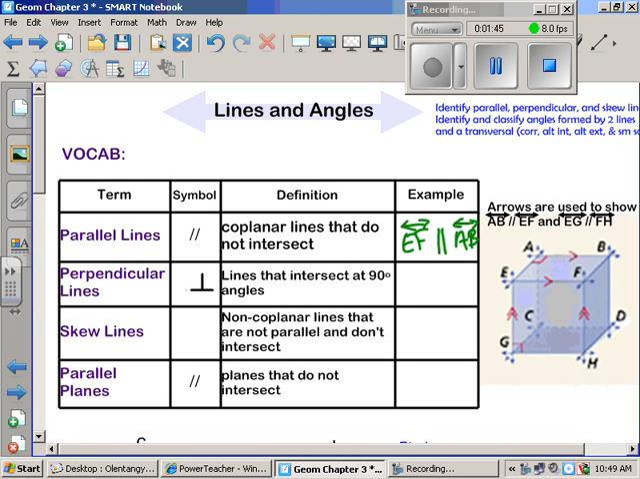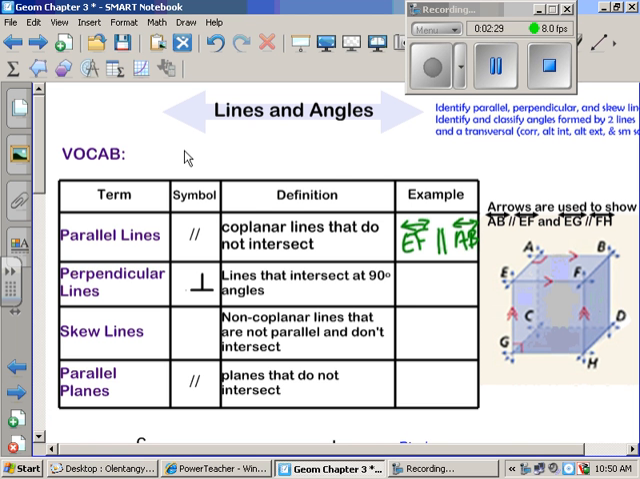Okay? Perpendicular lines are lines, and remember, anytime two lines cross, it's automatically on the same plane, so we don't even need to say that. But lines that intersect at 90-degree angles, okay? Those are perpendicular. I'm pretty sure you know that too. So give me a set of perpendicular lines there. HD and F... Nope, those are parallel. HD and FB are parallel to each other, right? They don't cross. We're looking for two that cross at 90-degree angles.